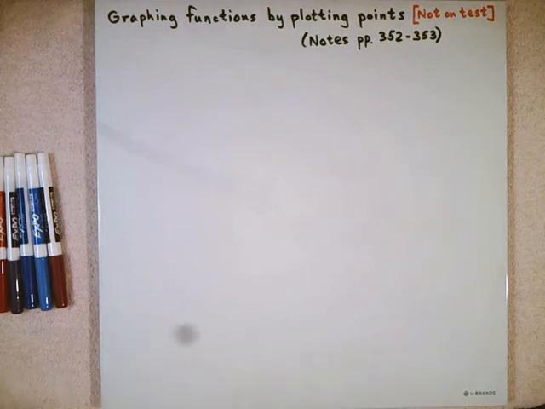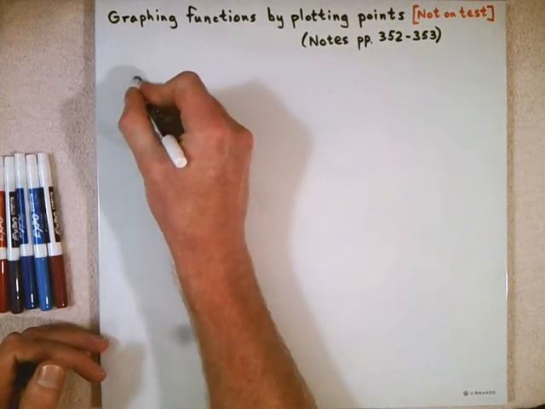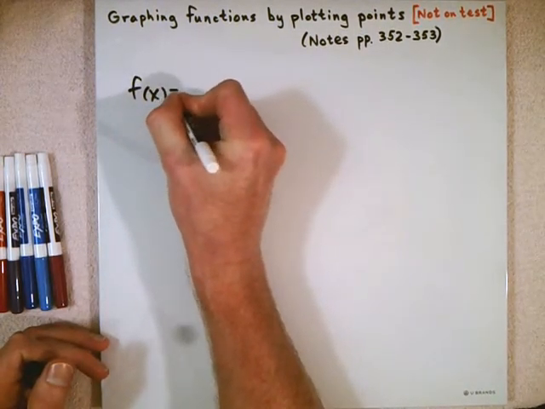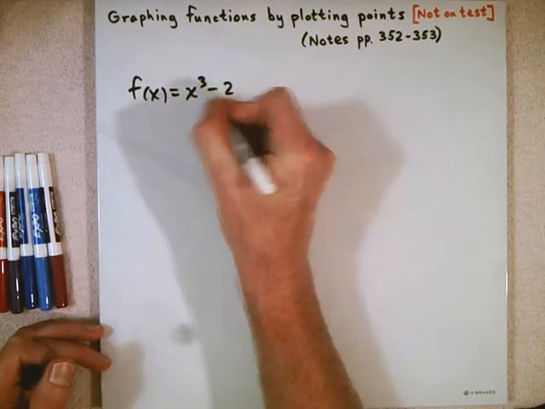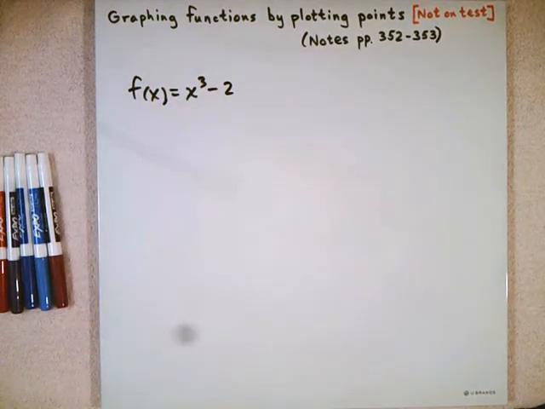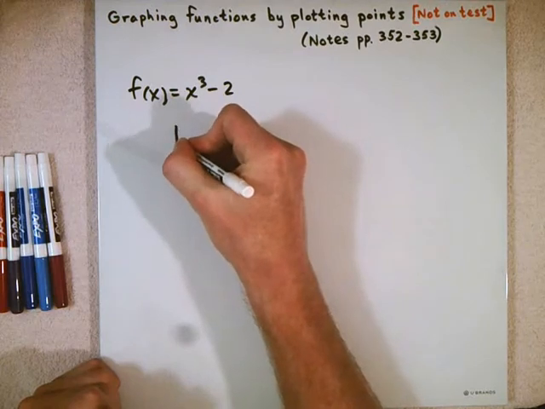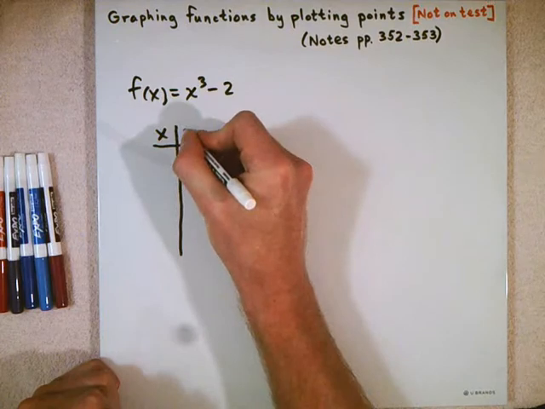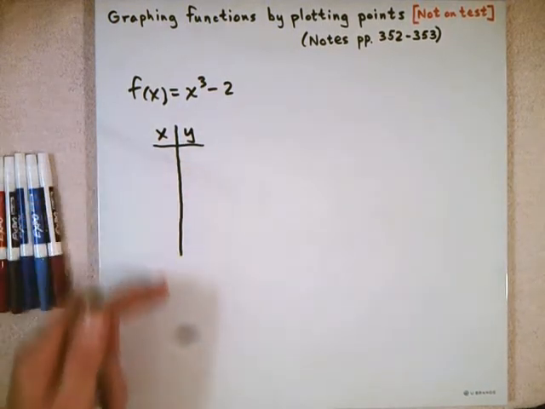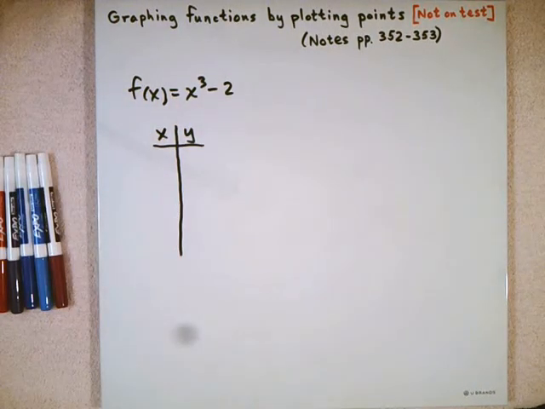Now, how do you graph a function by plotting points? It ain't hard. Let me show you a quick example here. Let's take an example of f of x equals x cubed minus 2. So there's the given function. And basically to plot points, just like we've been doing since the first assignment, give yourself a little xy table. You want to pick some values of x, plug them into the function, get some y values, and plot those points and draw the curve. That's essentially all we're doing.